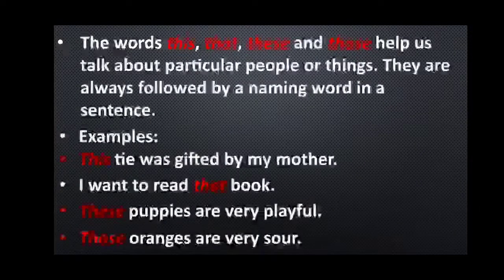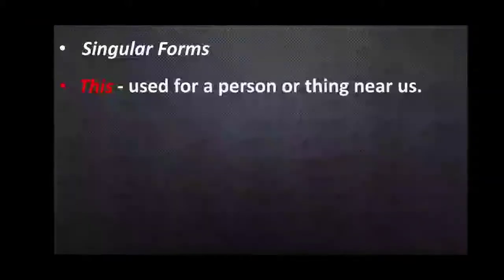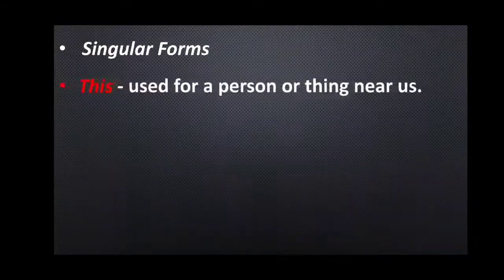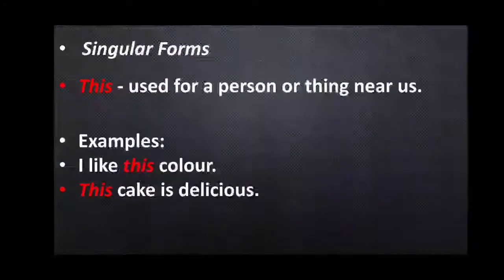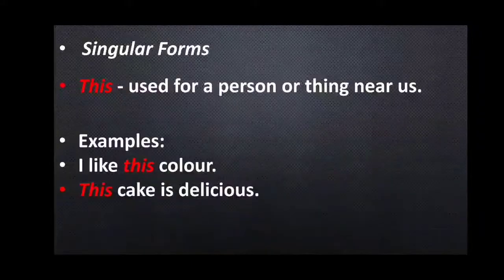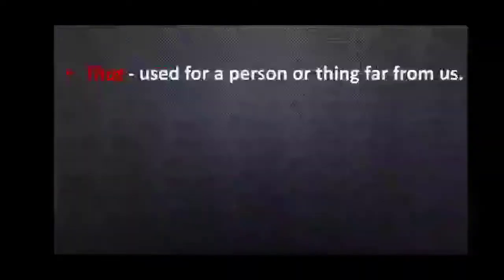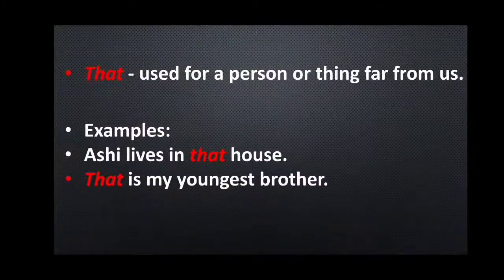The words this and that are to be used with singular forms. The word this is used for a person or thing near us. For example, I like this color. This cake is delicious. The word that is used for a person or thing far from us. For example, Ashi lives in that house. That is my youngest brother.